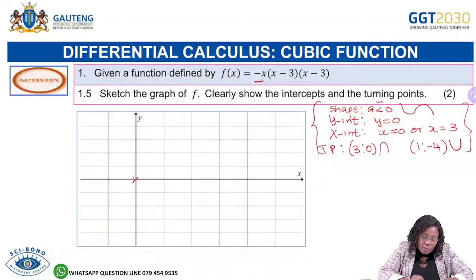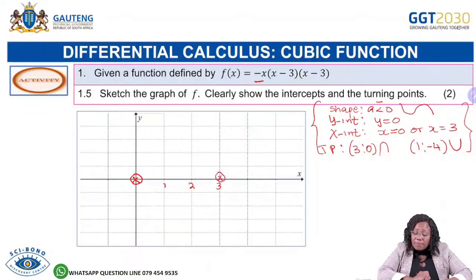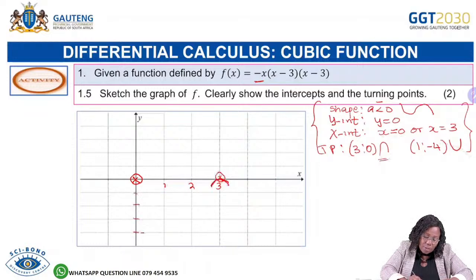Y-intercept at 0, and then the x-intercept again at 0, and then another x-intercept at 3. The turning point, the first one, is (3, 0), and it's a maximum, as indicated there. The other turning point is at (1, -4): -1, -2, -3, -4. This is a coordinate because it's a turning point, and we'll have a turning point there, which is a minimum.